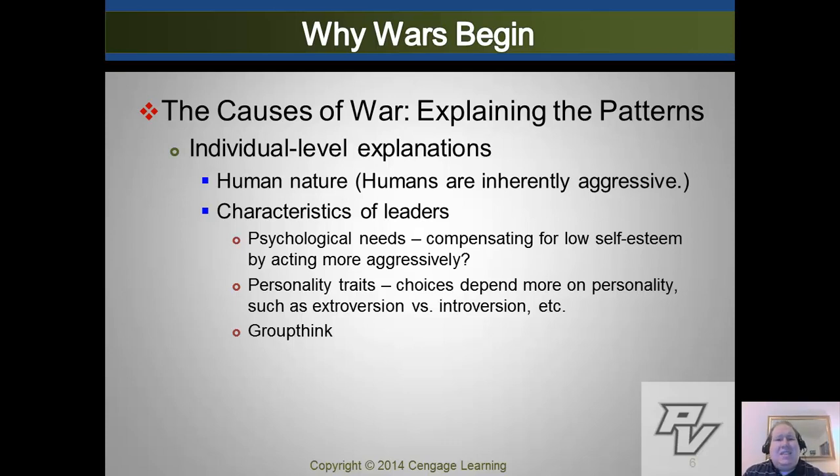The last is the idea of groupthink. Groupthink, for those of you who don't know, is the idea that if multiple people are in a room, multiple people are a part of a decision, sometimes that forces the decision to a more extreme level.